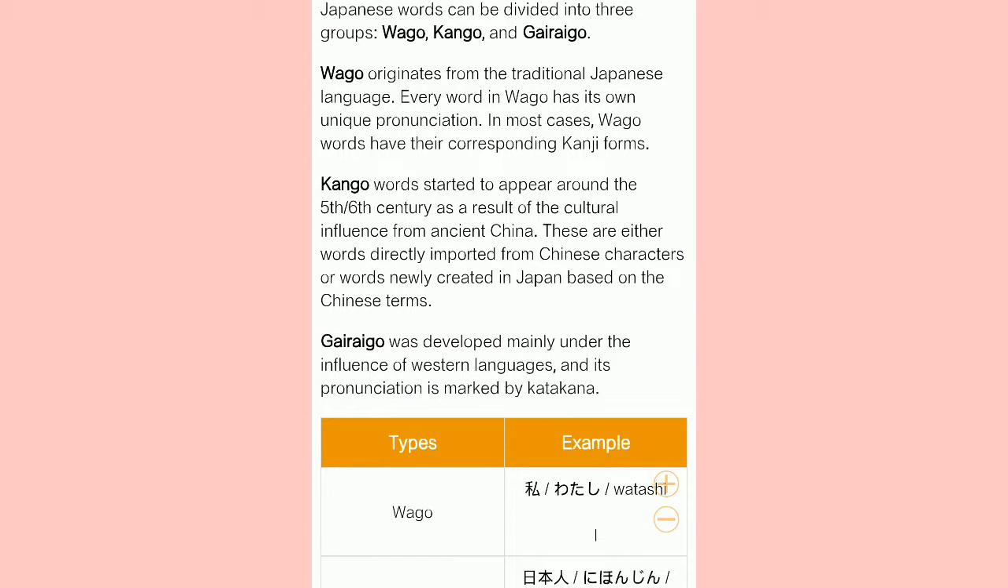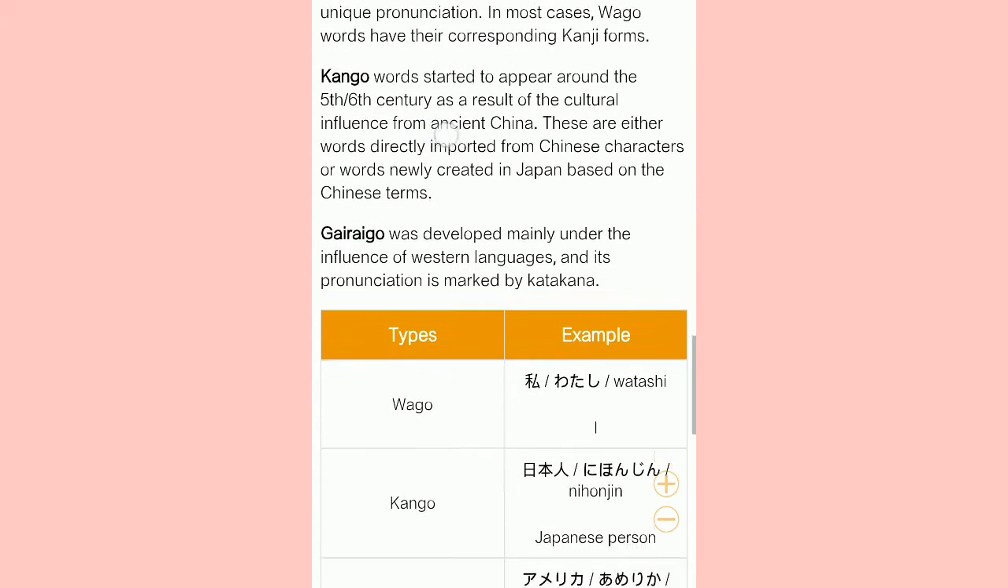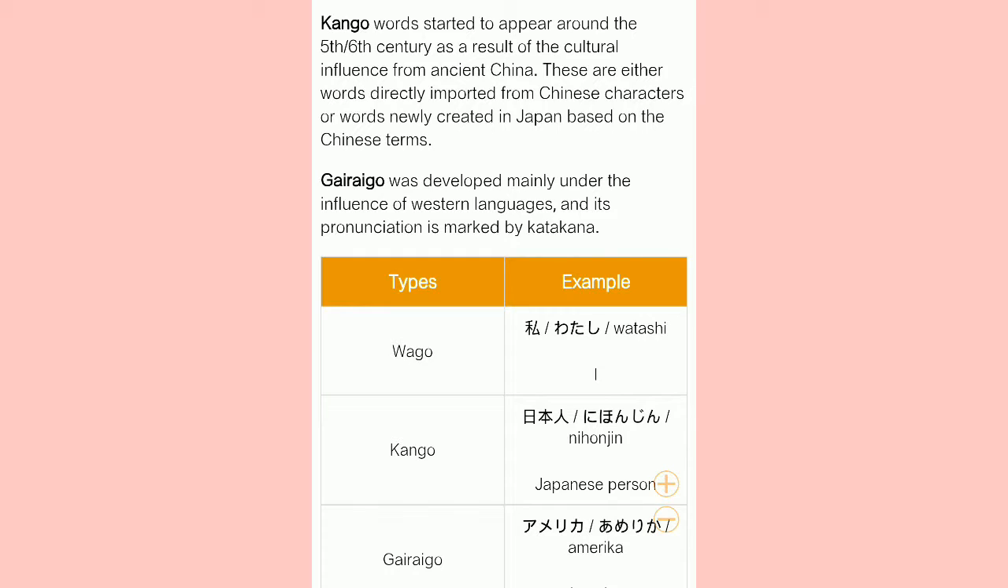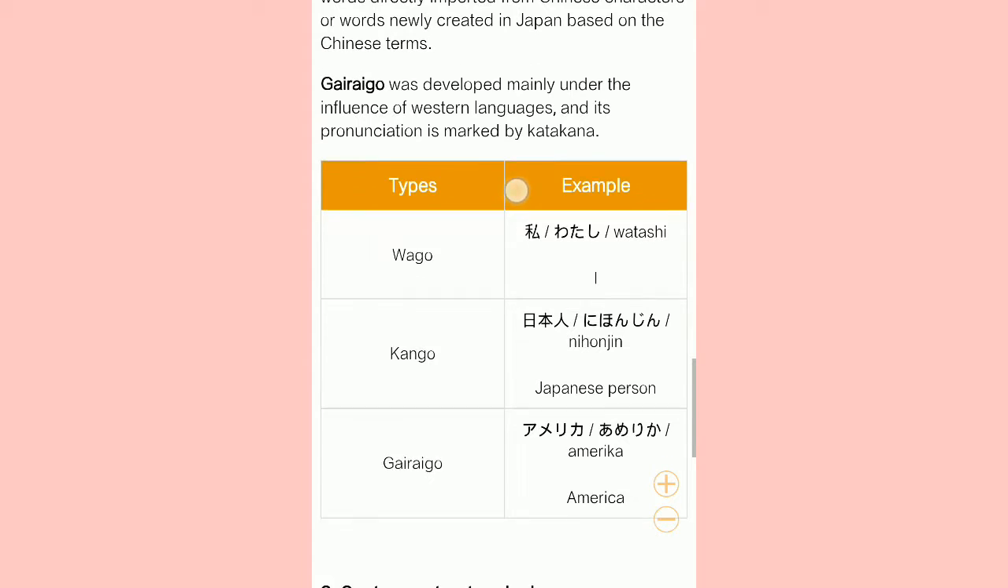From my understanding, Wago originates from the traditional Japanese language. It has its own pronunciation, and it is more to do with kanji. Okay, Wago, kanji. The traditional one. Korean is also like that. The traditional Japanese is also kanji, a lot of kanji. Kango started around the 5th to 6th century as a result of the cultural influence from ancient China, from the Chinese characters.